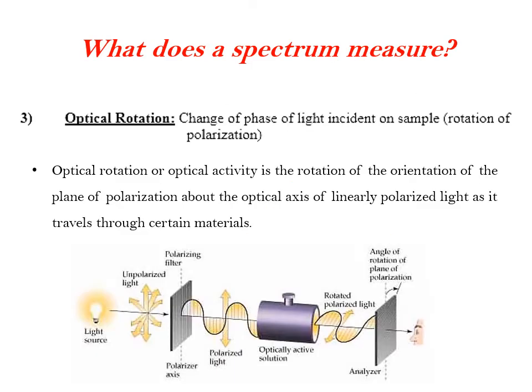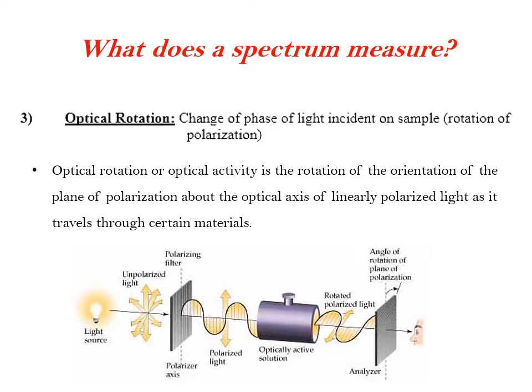We have another method which is called optical rotation. Optical rotation, also known as polarization rotation or circular birefringence, is the rotation of the orientation of the plane of polarization about the optical axis of linearly polarized light as it travels through certain materials. So optical activity occurs in chiral materials, that means those lacking microscopic mirror symmetries.